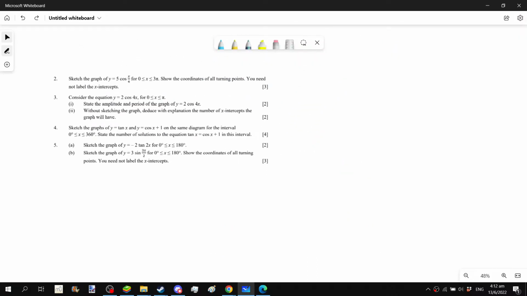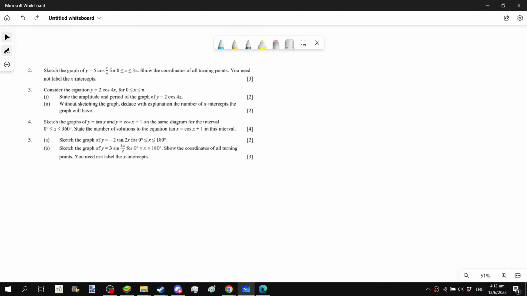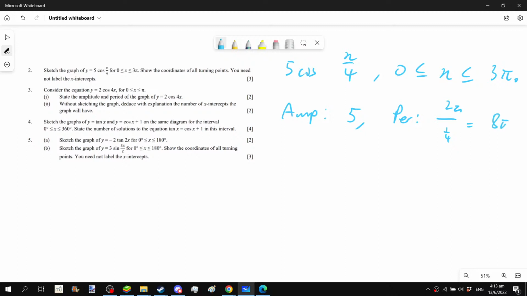Okay, great. So looking at this, we have a few problems here to very quickly blast through. The first one asks us for 5 cosine x over 4 for 0 ≤ x ≤ 3 pi. Notice they didn't say degrees, which means that we're working with radians. So in this case, the amplitude is 5, the period is 2 pi divided by 1 over 4, in other words 8 pi, and last but not least, the axis is 0.